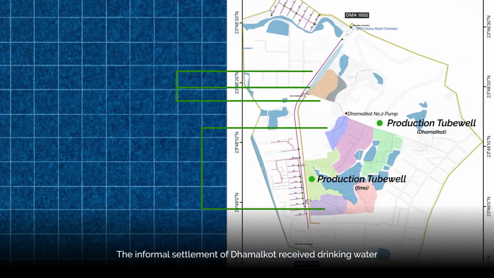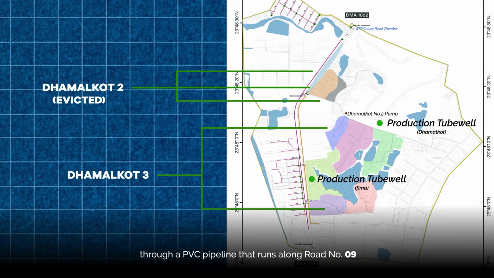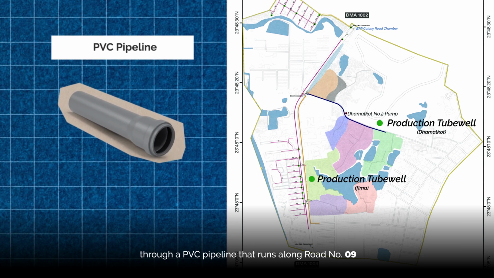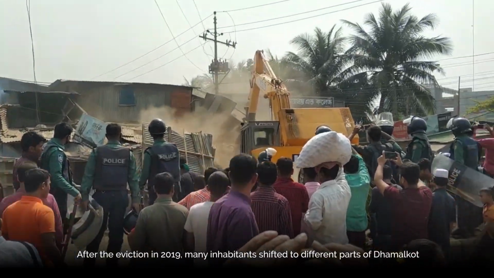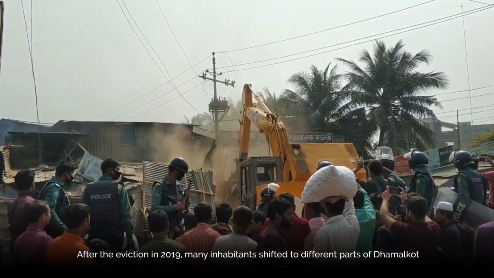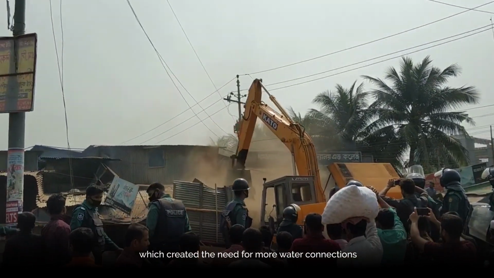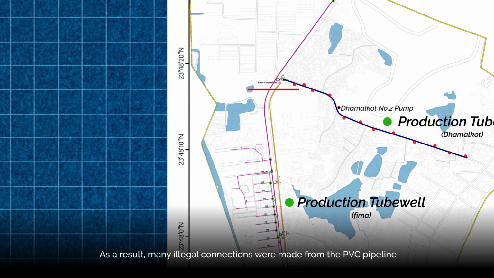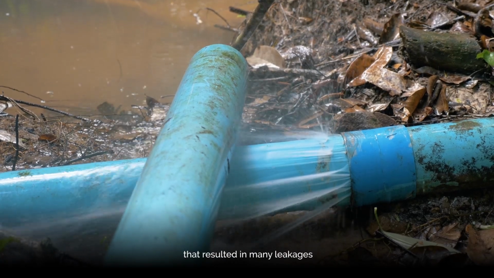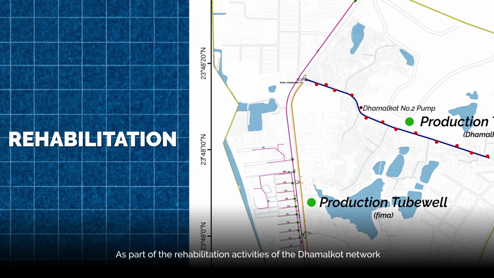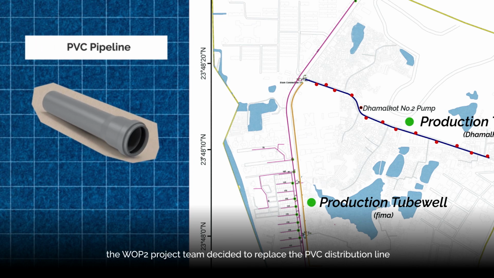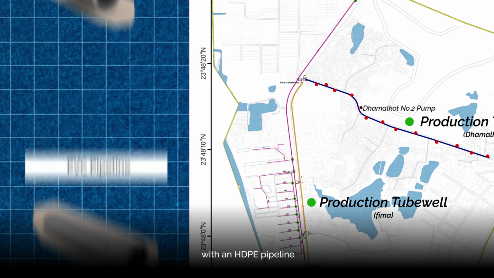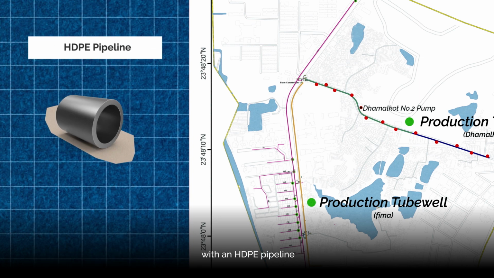The informal settlement of Dhamalkot received drinking water through a PVC pipeline that runs along road number 9. After the eviction in 2019, many inhabitants shifted to different parts of Dhamalkot, which created the need for more water connections. As a result, many illegal connections were made from the PVC pipeline that resulted in many leakages. As part of the rehabilitation activities of the Dhamalkot network, the WP2 project team decided to replace the PVC distribution line with an HDPE pipeline.